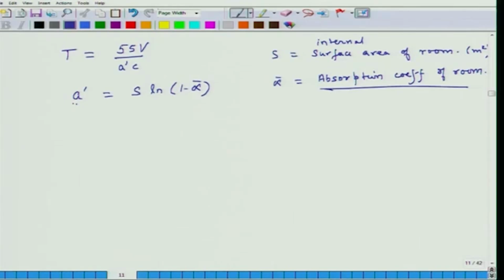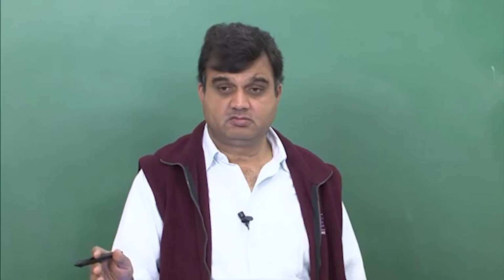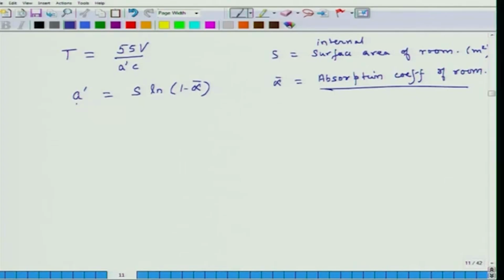So the dimensions of A are mathematically same as that of S, but in foot-pound system, at least when we prescribe A prime, we call it sabines. But mathematically it would be foot square, but the proper term to use is sabines, because it's not the internal surface area, it is that multiplied by natural log of 1 minus alpha. So if I know S, which I can very easily calculate for a given room because I can measure, and if I know alpha bar, then I know A prime and I calculate T.